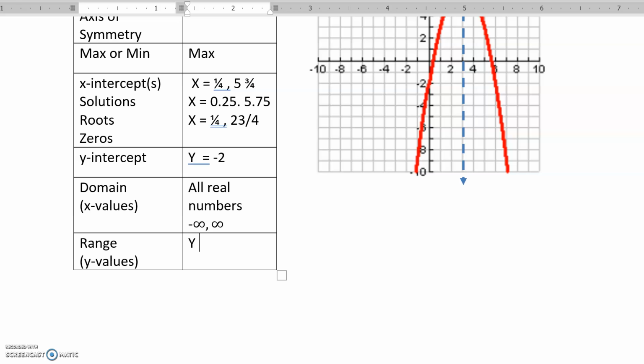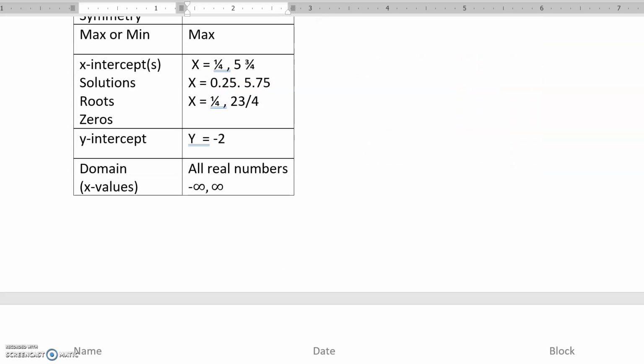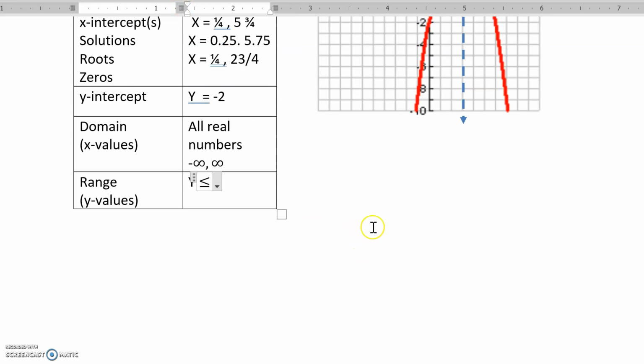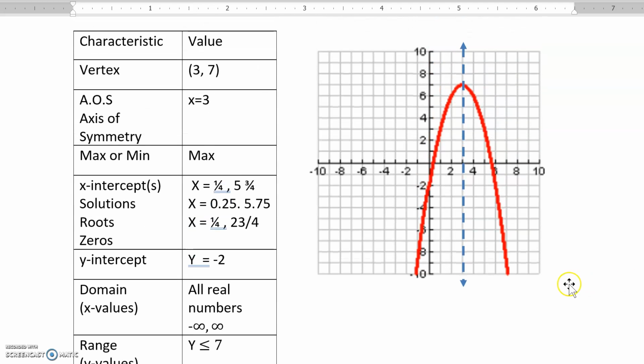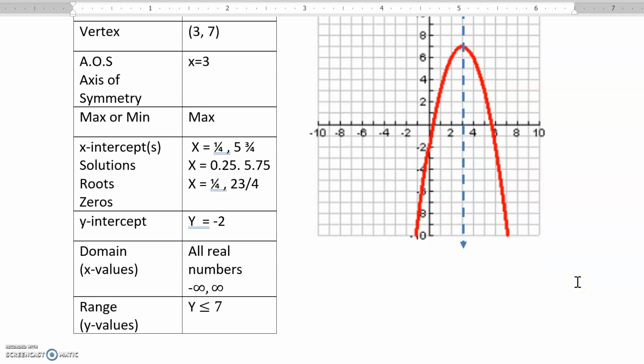And to get the less than or equal to, you have to go to insert, symbol, equation, and then you click it, y less than or equal to 7. Okay. All right, let's look at the next one.